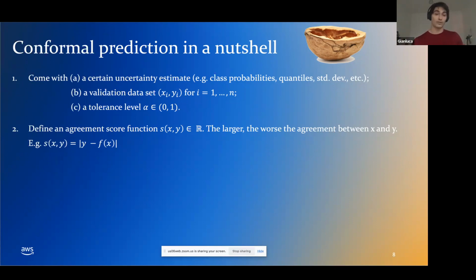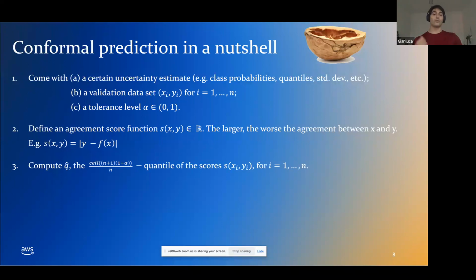A simple example, maybe the simplest in regression, is to define the score as an error. So you could take the absolute value of y minus f of x, where f is your model. Now notice that f of x is already trained. It's already your given model, right? And so you can do all of this a posteriori. And I'm not assuming, by the way, anything on the model parameters, any distribution on data. That's also why people refer to conformal prediction as a distribution-free setting, because you don't make any distributional assumption, really.